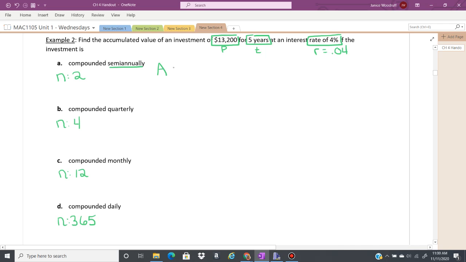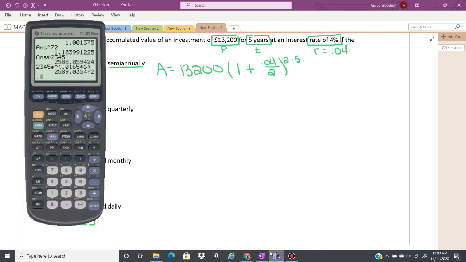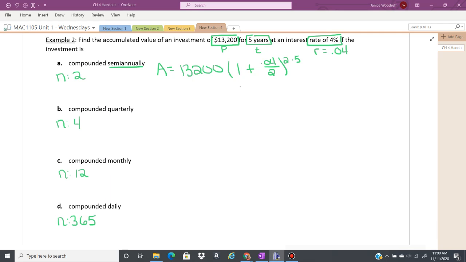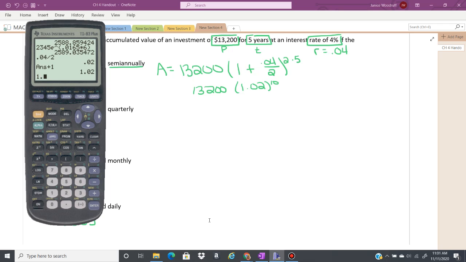All right, so semi-annual, you're going to go P, so 13,200 times 1 plus our rate, 0.04, over n of 2, to the 2 times 5. Inside the parentheses, we would work first. 0.04 divided by 2. Add that to 1. You get 1.02. And then you're going to raise that to the 10th, and then multiply it by 13,200. So 1.02 to the 10th times 13,200. That's going to be $16,090.73.